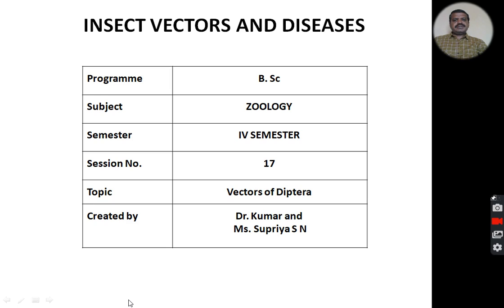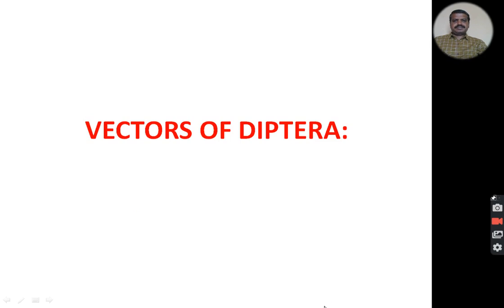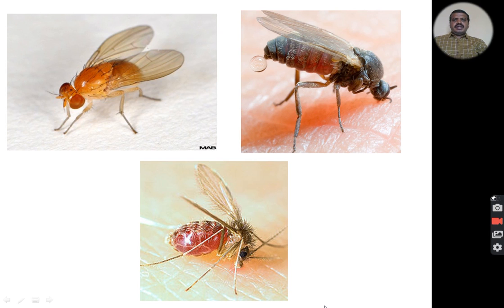The topic of today's lecture is vectors of order Diptera, which comes under paper 4, that is insect vectors and diseases. As all of you know, we have discussed the order Diptera under the classification. Di means two, and ptera means having true wings. They are otherwise designated as true flyers. They are the true flies.